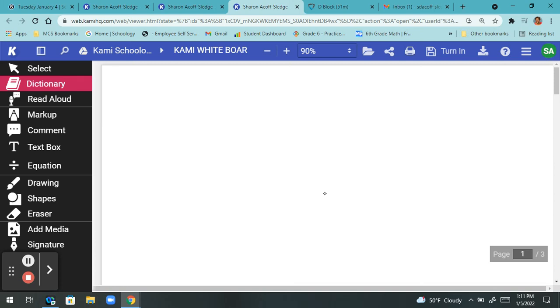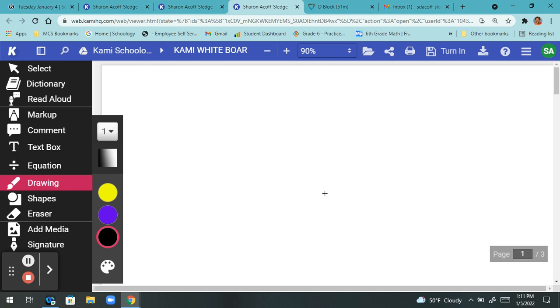Okay, this session is percent of a number. So at the top of your page, you're going to write percent of a number. And this is the last part of Unit 5, and this is indicator 20.